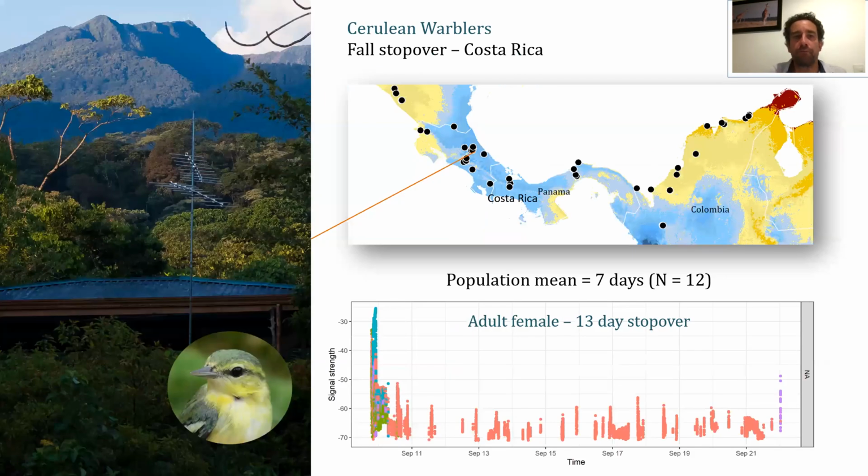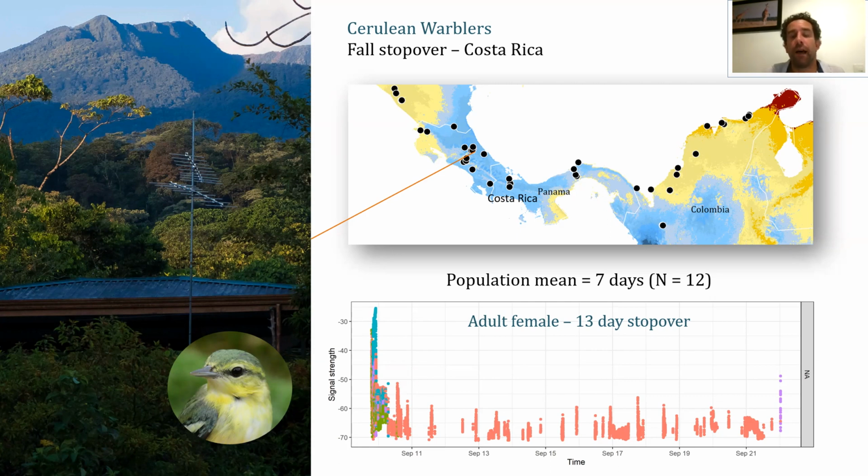Another example, cerulean warblers during fall stopover in Costa Rica. This is a very difficult species to capture and even more difficult to recapture. So we deployed radio transmitters and utilized automated radio telemetry using Motus technology to quantify stopover durations in this species. And in the population that we managed to capture, we found an average duration of 7 days. So again, these fairly long stopovers, and certain individuals staying much longer.